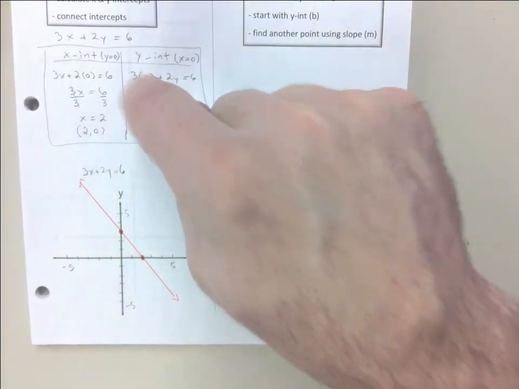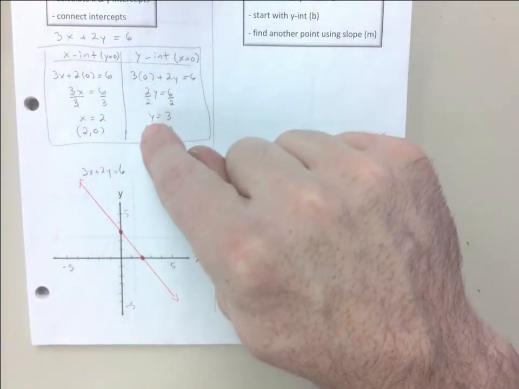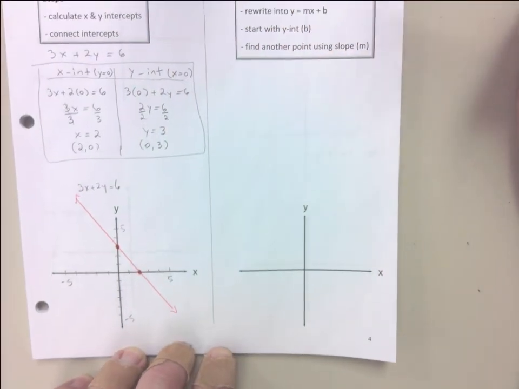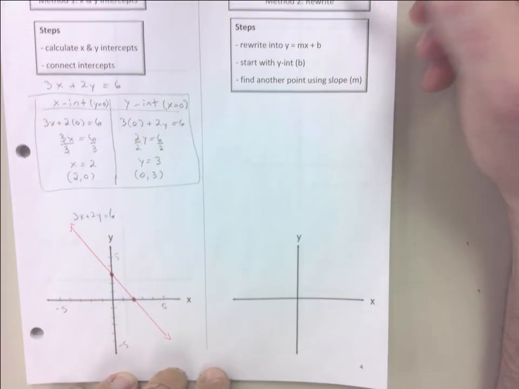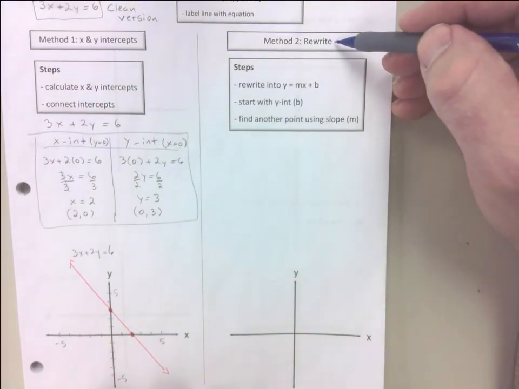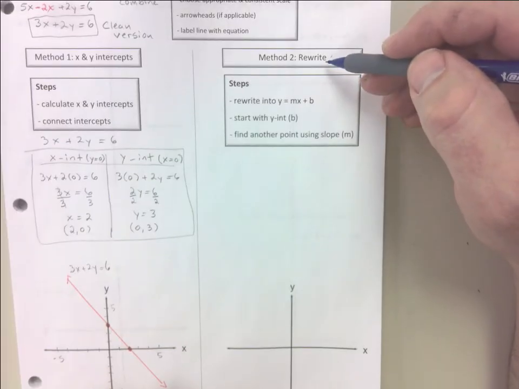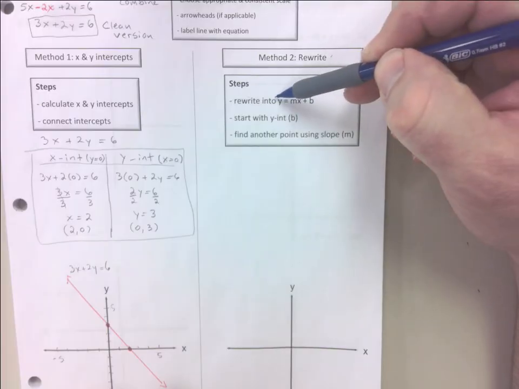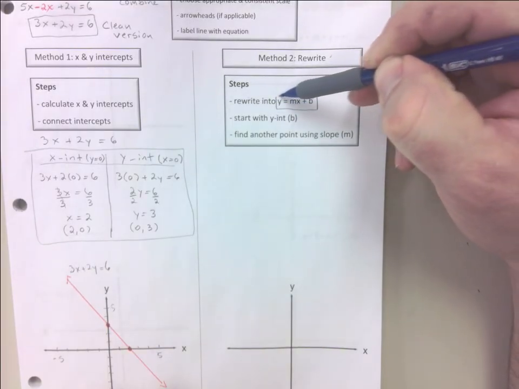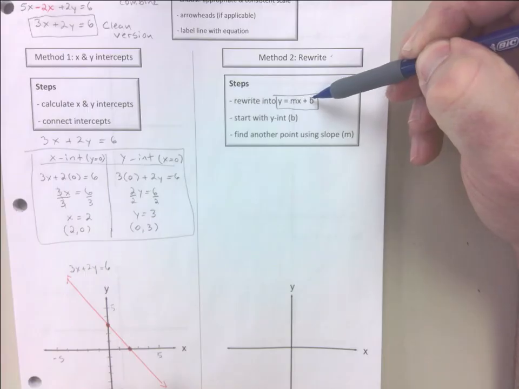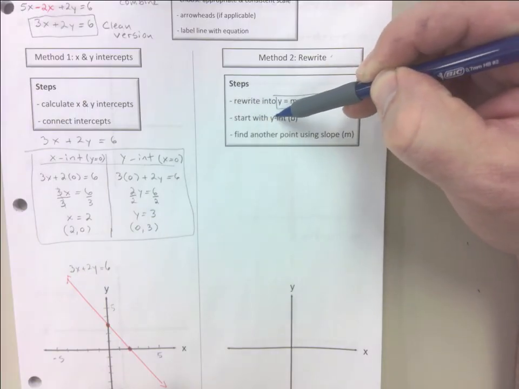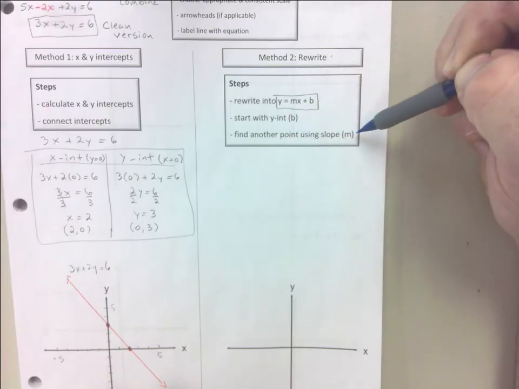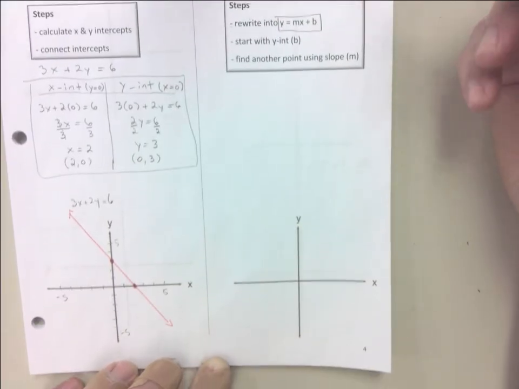My preferred method, and that's the one that I'm going to use most often. Method number 2, okay? What does it say? Just basically rewrite. Watch what it says here, rewrite at the top. So we'll rewrite it into this format, y equals mx plus b. We'll start with the y-intercept, which is b, and then find another point using the slope. Okay? So let's do that.